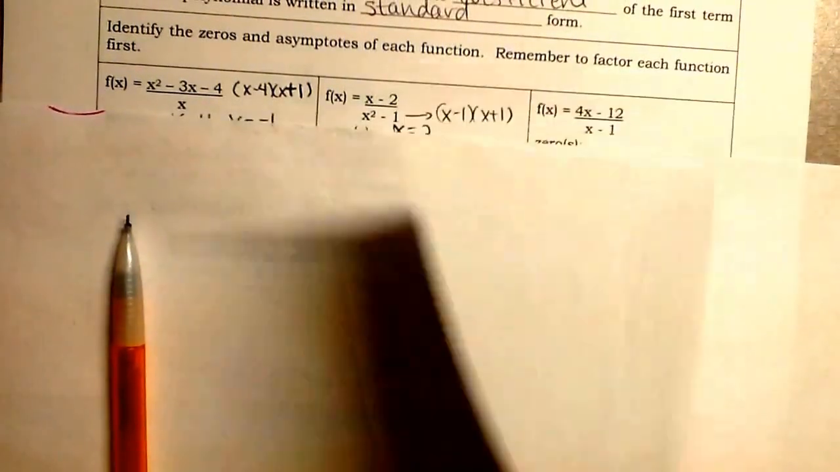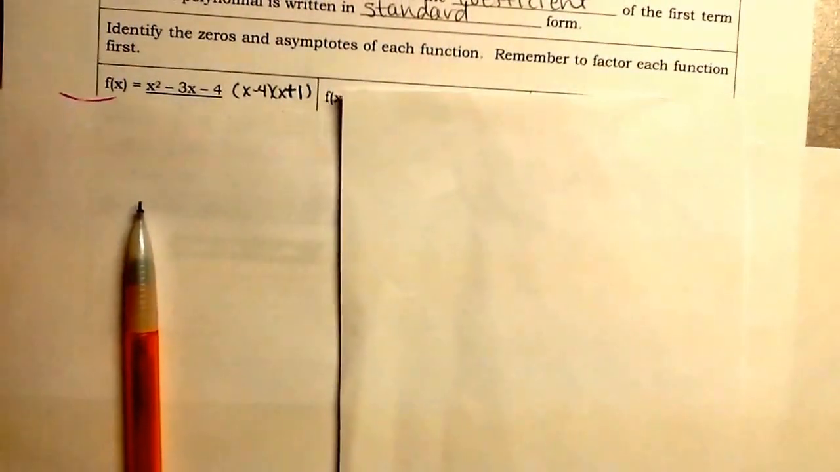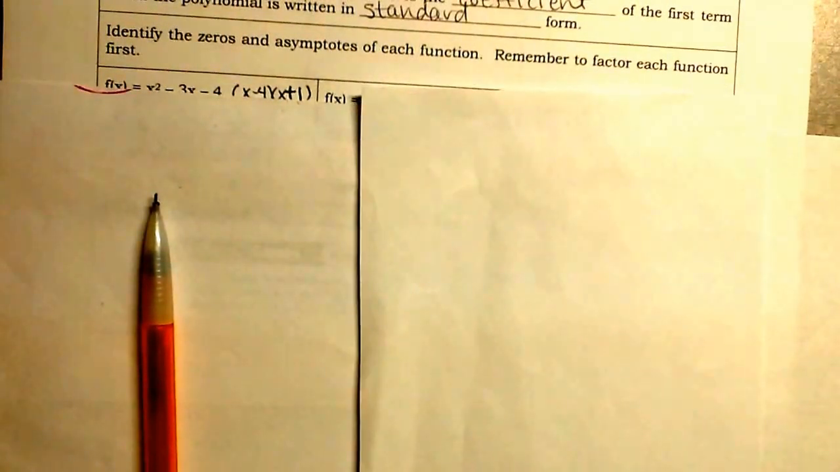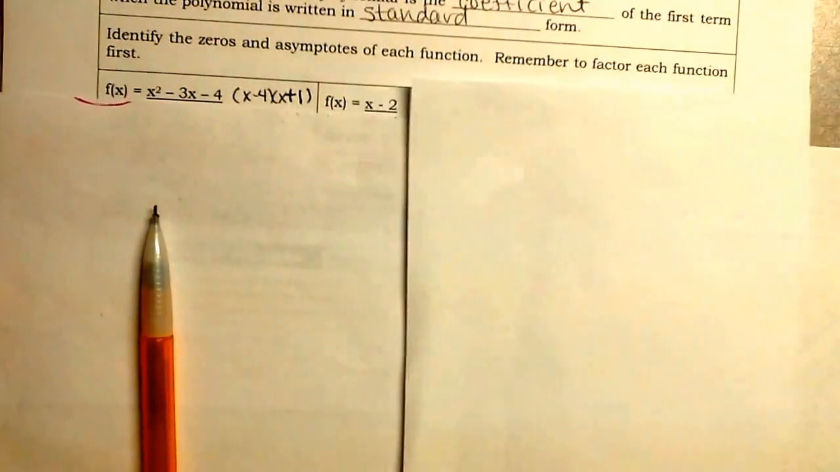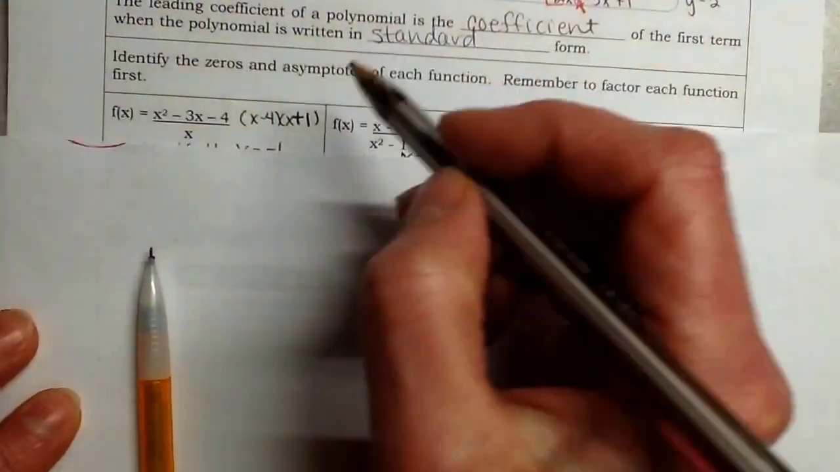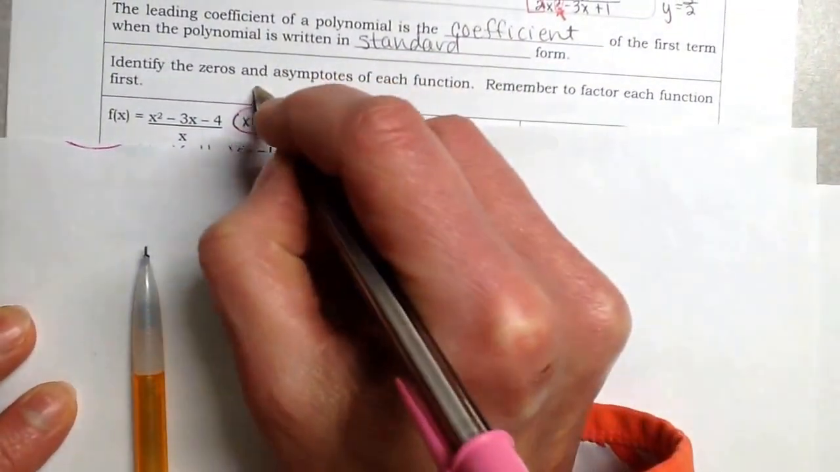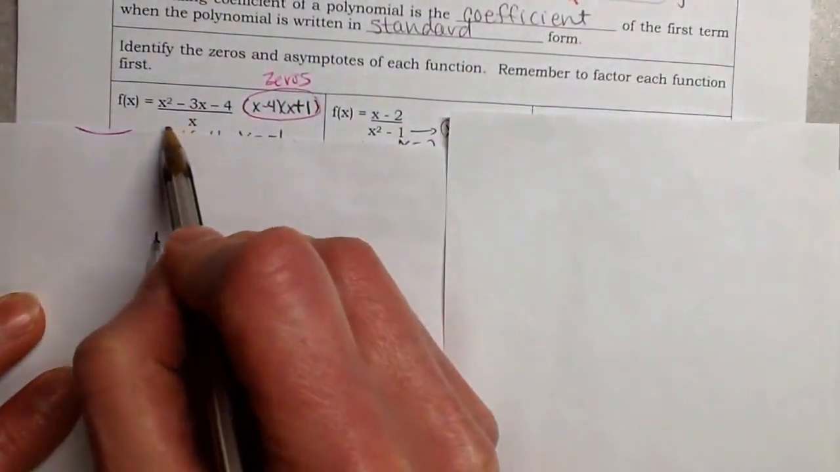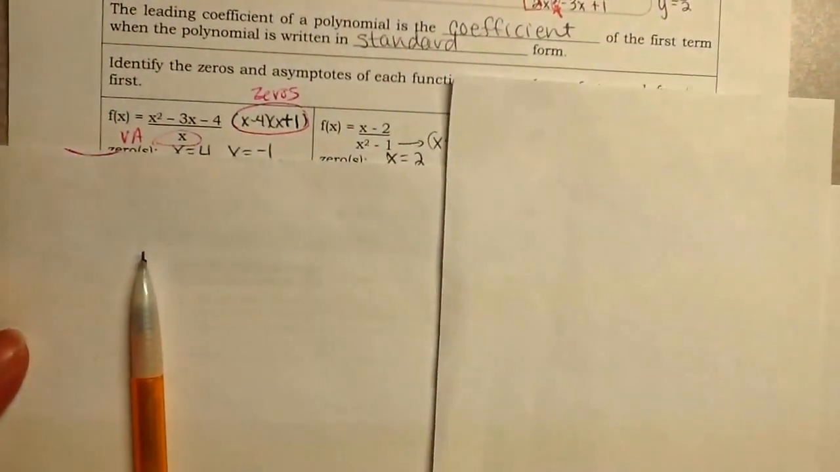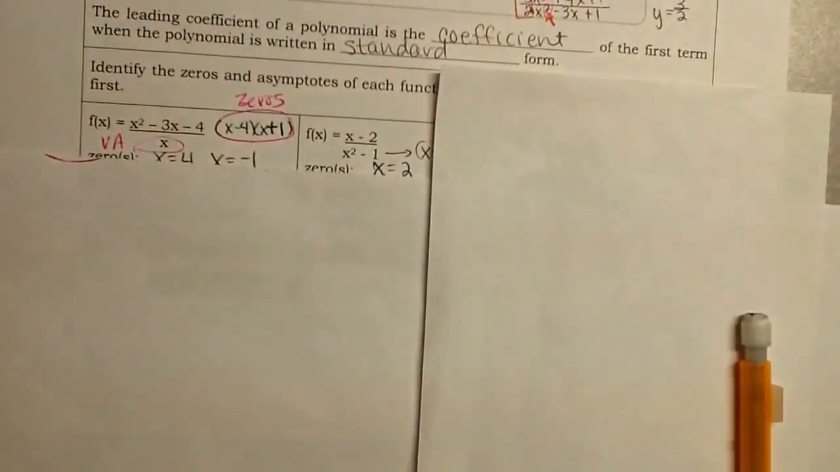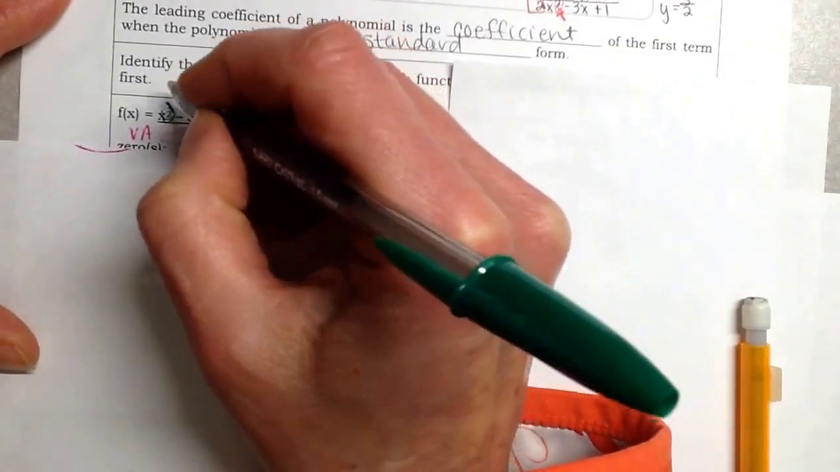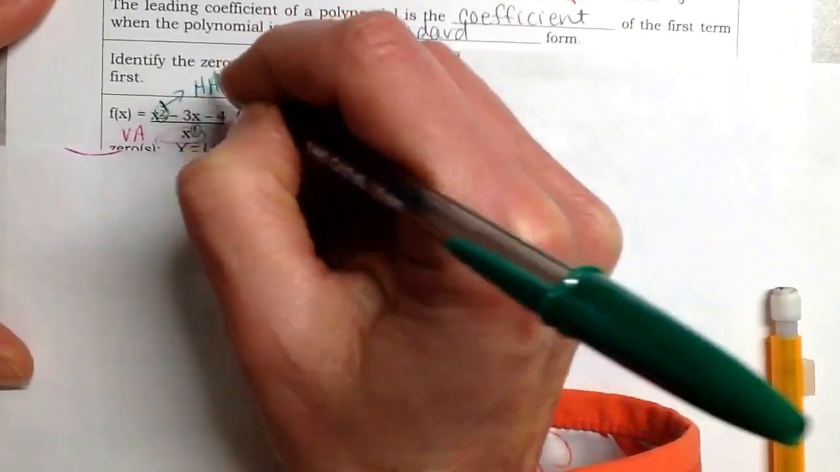Okay, a couple of things here. We're going to identify the zeros and the asymptotes of each function. Again, remember to factor each function first. So I'm factoring them for you here. Okay, so the zeros, these will give us the zeros. This gives us the vertical asymptote. And the degree will tell us the horizontal asymptote.